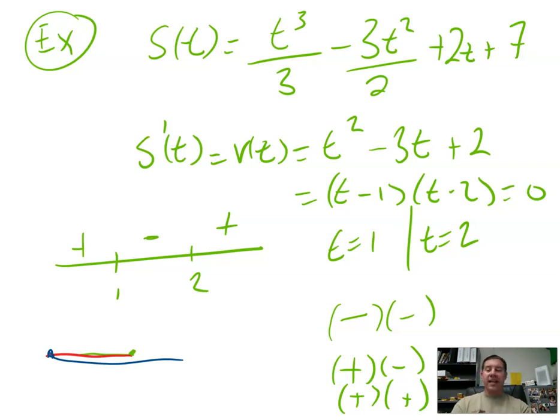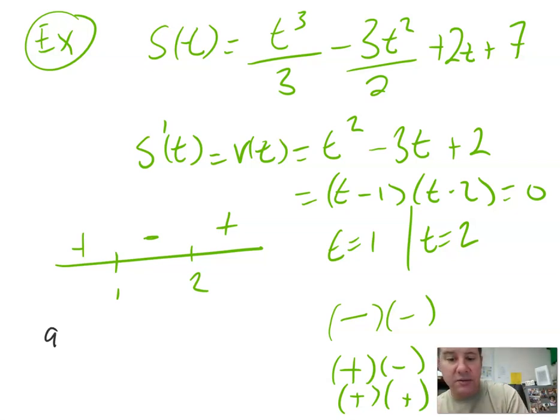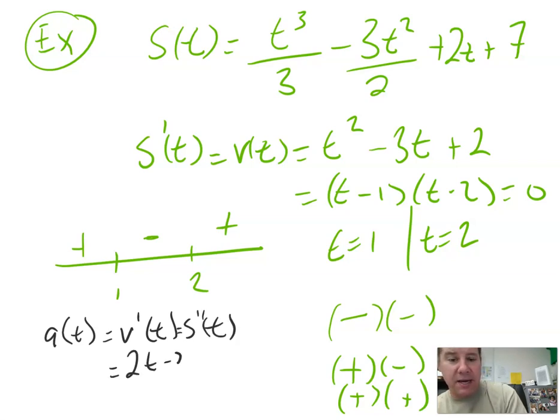If I wanted to, I could even look at the acceleration of this. Acceleration is the derivative of velocity, or the second derivative of position. And so that would give me 2t minus 3. And I could set this equal to 0 as well, and I would get, you know, this is going to happen at t equals 3/2.